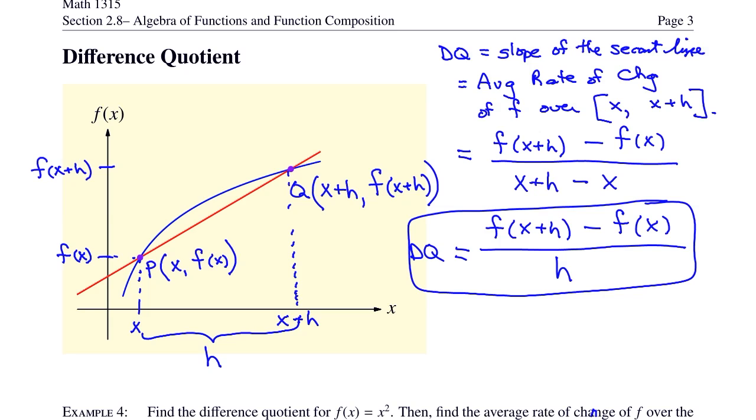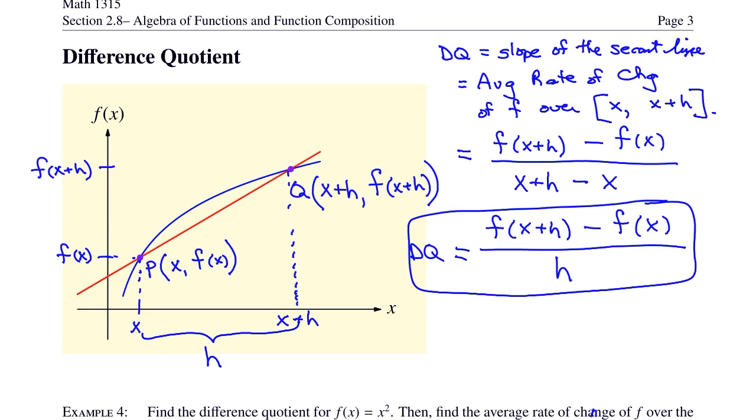You can also see now why we call it the difference quotient. The difference is the result of subtraction, which is what you have in the numerator here. And then the quotient is the result of doing division, which is dividing by h.